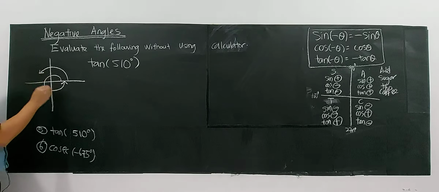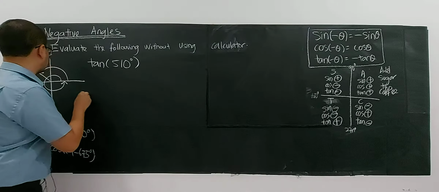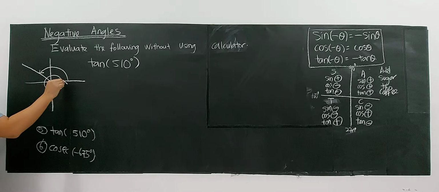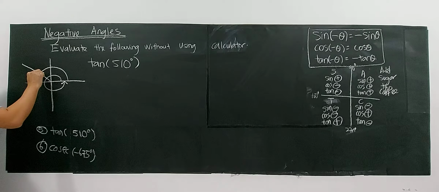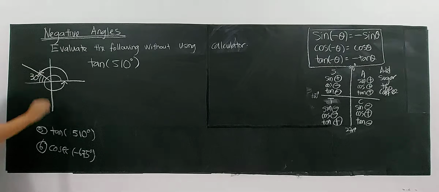You are reaching the second quadrant here, right? So you have 360 plus another 150. So what is a supplementary angle? Supplementary angle means you add up the two angles and get 180. So for 150, the supplementary angle will be 30 degrees.